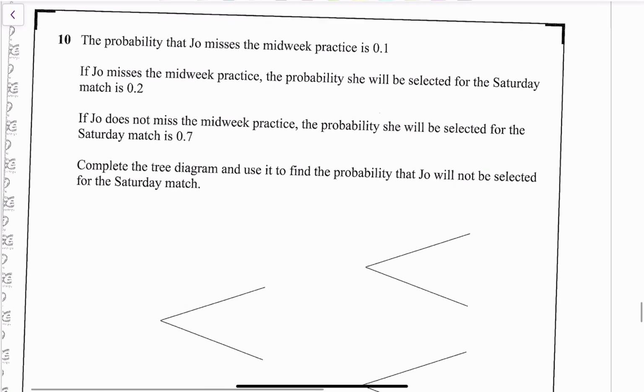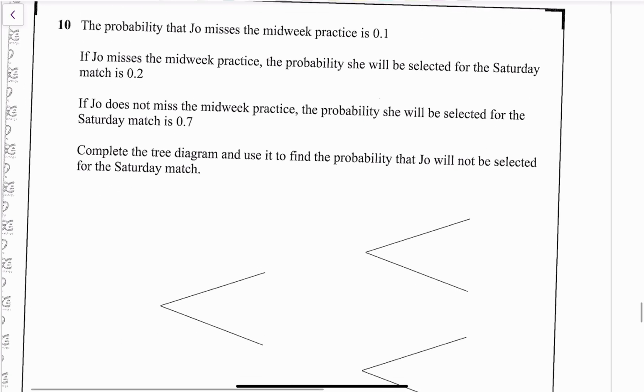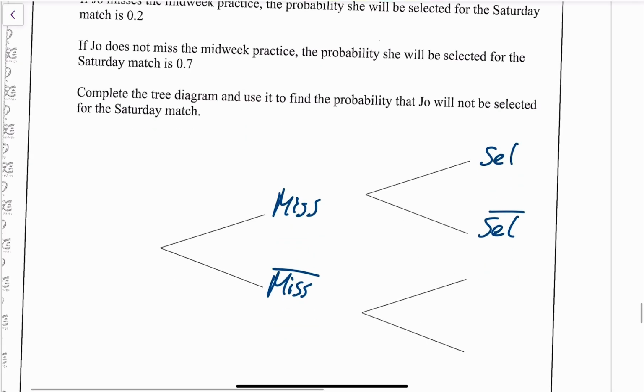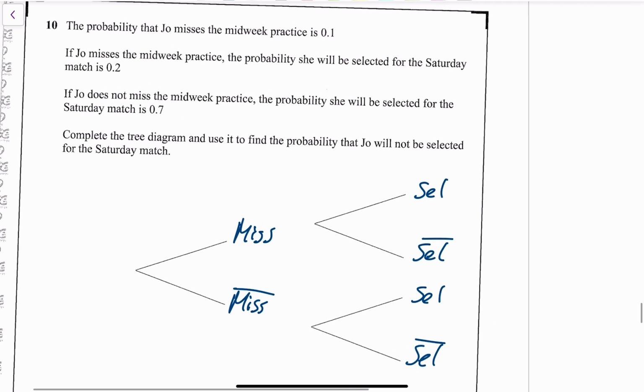Next one, number 10, says the probability that Jo misses the midweek practice is 0.1. So she either misses or she doesn't miss. If Jo misses the midweek practice, probably she will be selected. So I'm going to say selected or not selected. Okay, so let's read the question again.